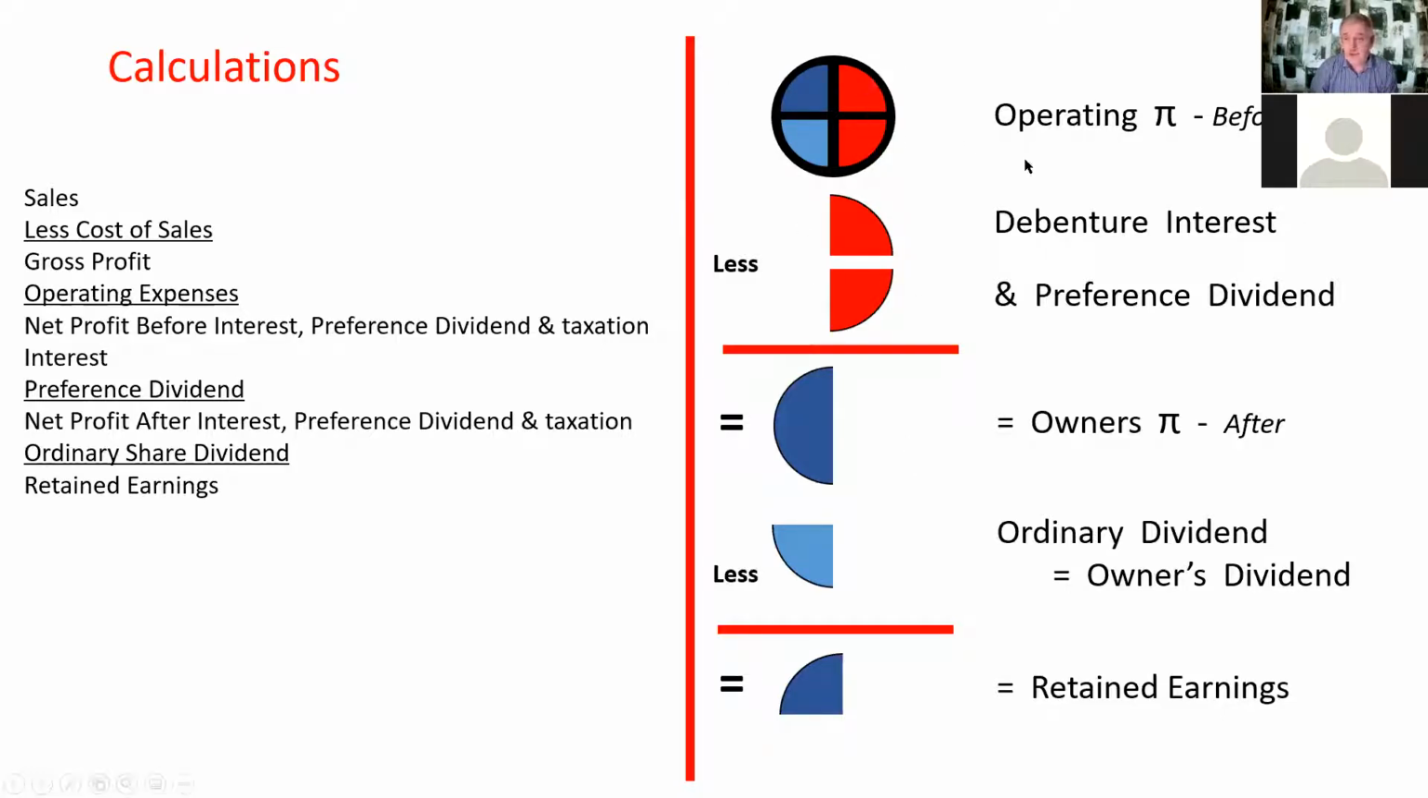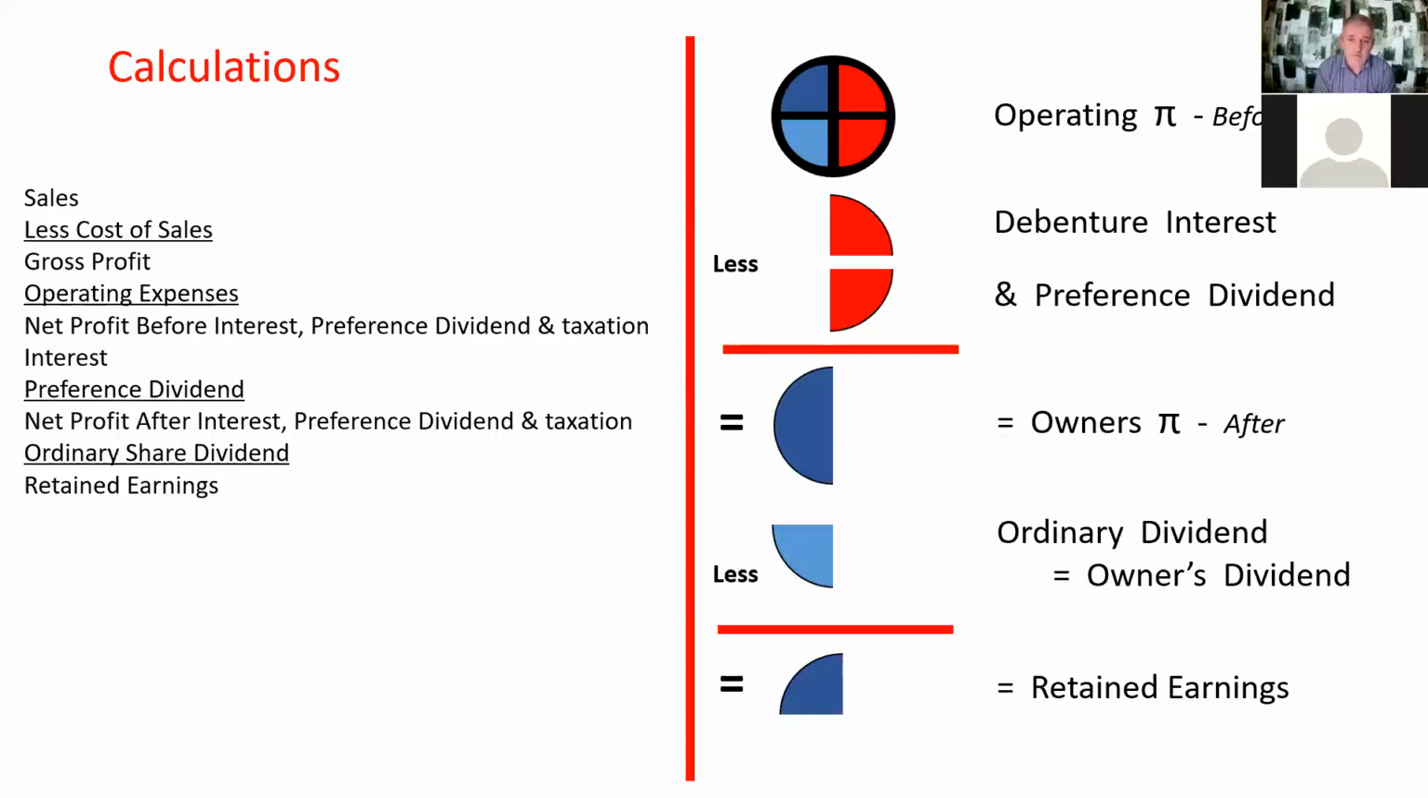We're left with the owner's profit. Now, the debenture and preference are both, in some shape or form, a straight loan or a type of loan. But what we do know is that the net profit after that is all available just to the owners of the business. And then we take out their dividend, and then we're left with their retained earnings.